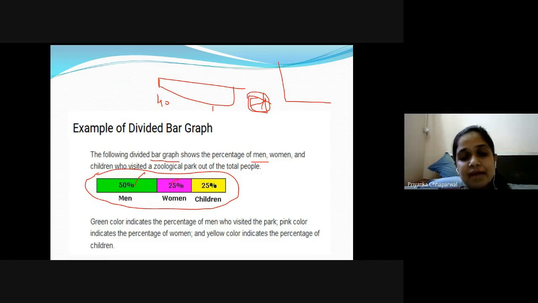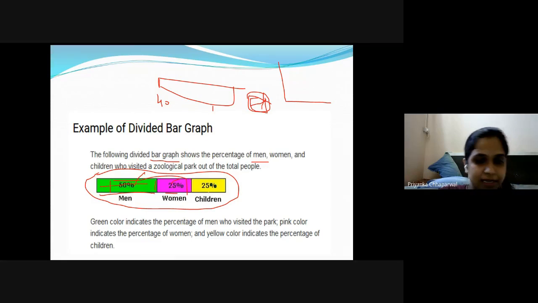The divided bar graph is one dimensional. For a one dimensional graph, you can choose the size on the graph paper; it depends on you. But the size when you are dividing the slice, if it is 50%, it is always more than 25%. It should not be otherwise. If I am writing 25%, and the other is 50%, it is more than 25%, so I have to take more area for it. Then 25 and 25% are both equal. So it is a divided bar graph.